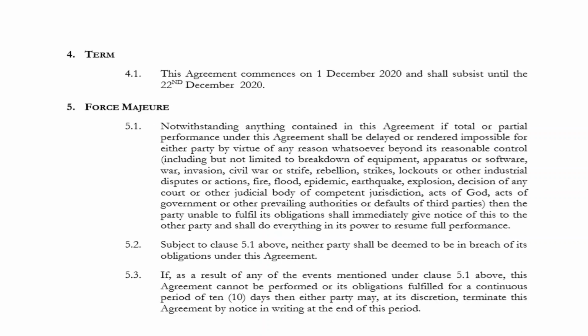After stating the obligations of both parties to a partnership agreement, the next step is for you to state the date on which the partnership agreement is to be effective and when it is supposed to end. This is also very vital. And the next component of this partnership agreement is what we call the force majeure clause. This is a frustration clause.